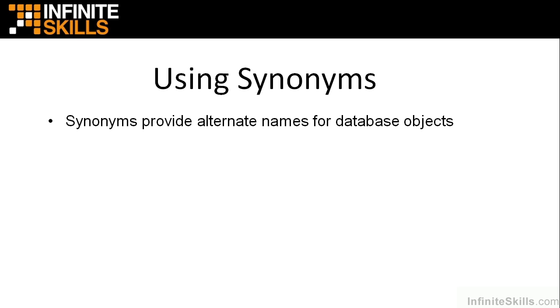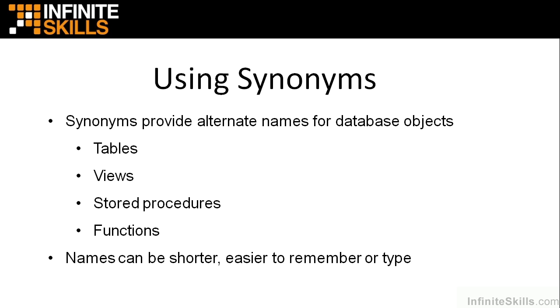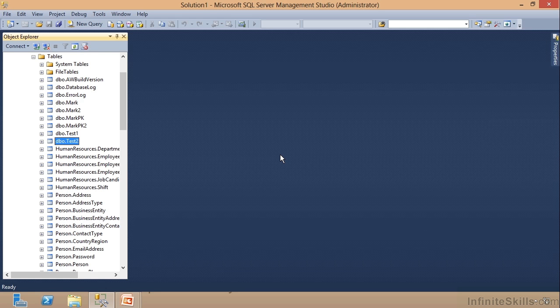Synonyms provide alternate names for database objects. We're talking about things like tables, views, stored procedures, and functions. And some of you are saying, well, that's really cool, Mark. Why would I want to use a synonym? Well, the names can be shorter, they can be easier to remember or type, but here's the real reason. The names can provide a layer of abstraction. And the best way to understand why that's a big deal is to see one of these things in action.